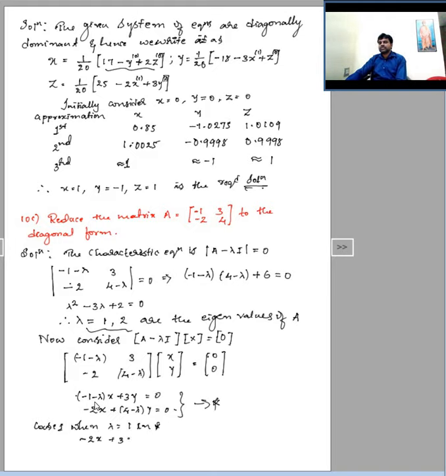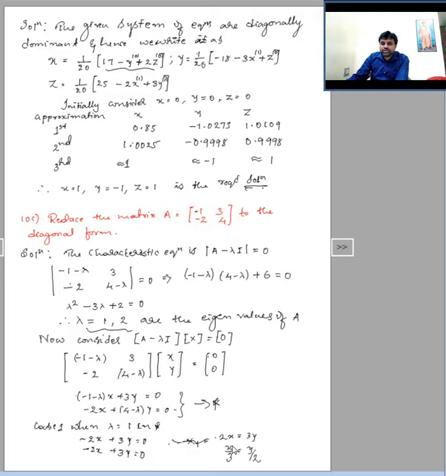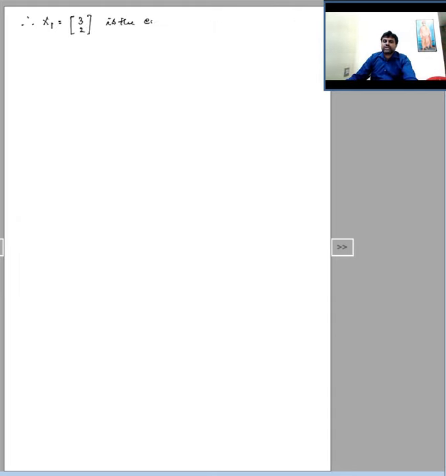When lambda equal to 1 in equation star, consider either one of the equations; you are going to get the same answer. So therefore, 2x equal to 3y. When x equal to 3 and y equal to 2, the equation is balanced. Therefore, the corresponding eigenvector for lambda equal to 1 is (3, 2). X1 equal to (3, 2) is the corresponding eigenvector for lambda equal to 1.